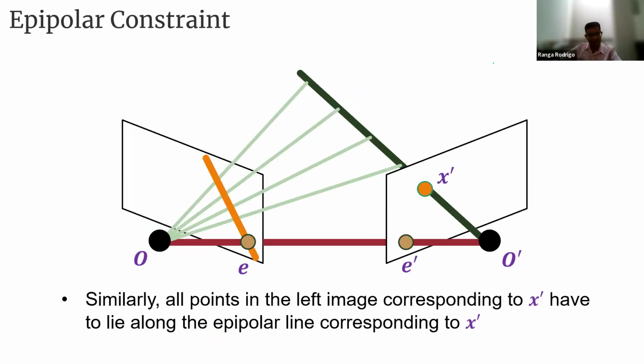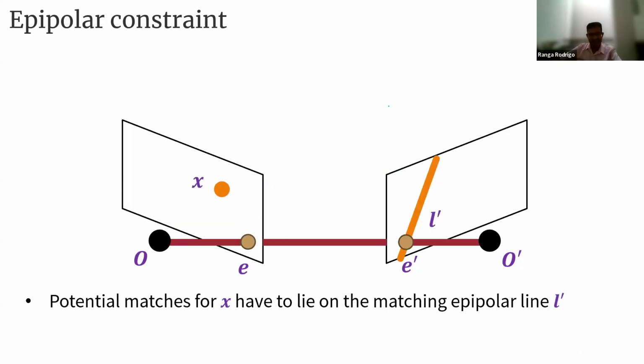So this is the constraint that we need to encode. Similarly, all points on the left image corresponding to x prime have to lie along the epipolar line corresponding to x prime. So x prime, O prime, that defines a light ray. Image of that light ray is this line where that triangle cuts the image plane. So this is the epipolar line corresponding to x prime. Yeah, I hope you understand this. If there's a question, you're most welcome to ask.